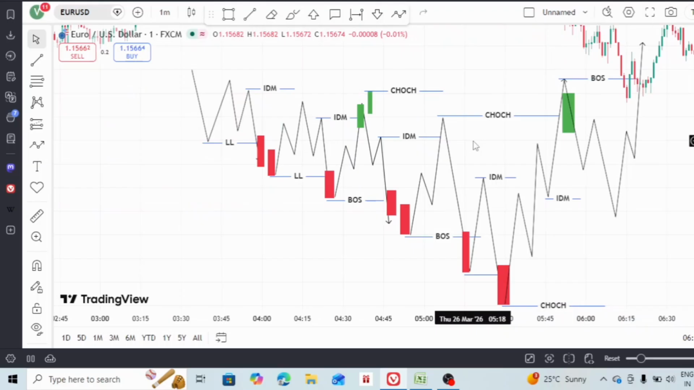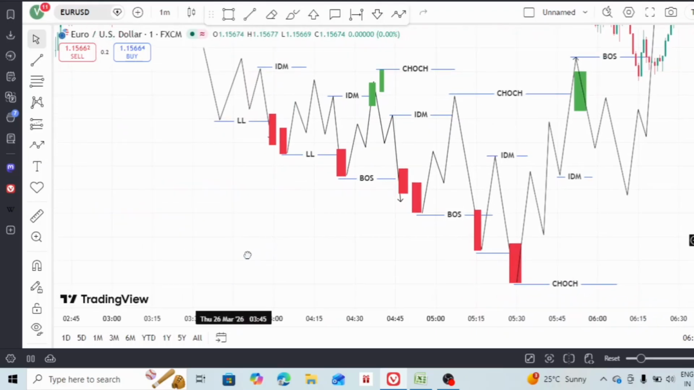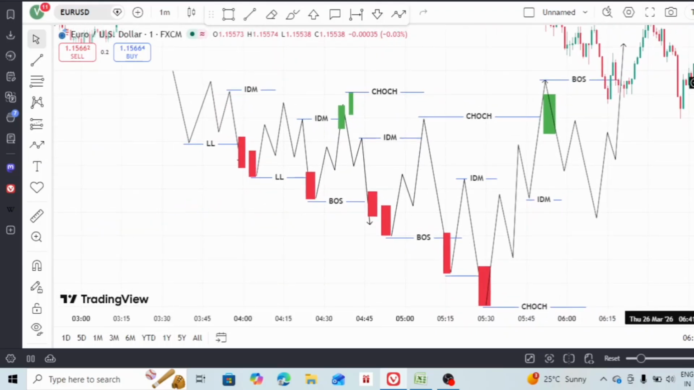So see if you look at here, the actual market looks like this. So if the market is going down now, but we have the change of character, the trend is uptrend now, okay? So this is about the structure of the market.